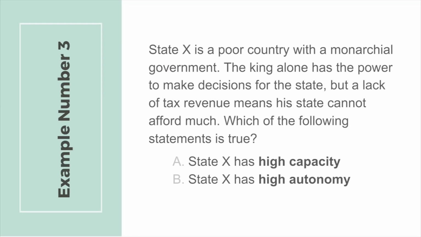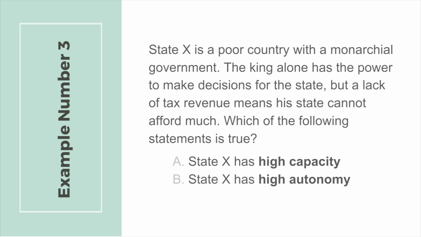One last example. Take a moment and think this one through. State X is a poor country with a monarchical system of government. The king alone has the power to make decisions for the state, but a lack of tax revenue means his state really can't afford much. Which of the following is true? A, State X has high capacity, or B, State X has high autonomy?